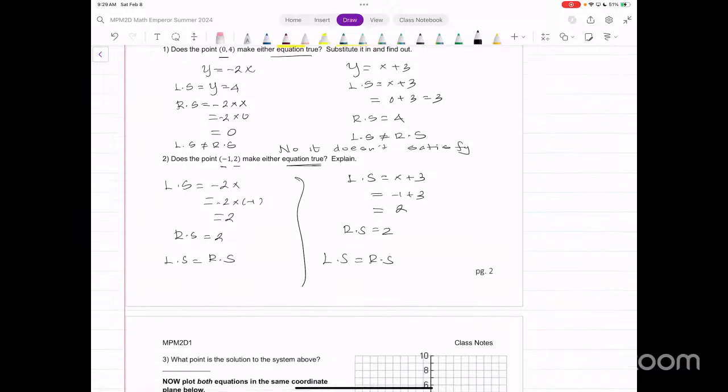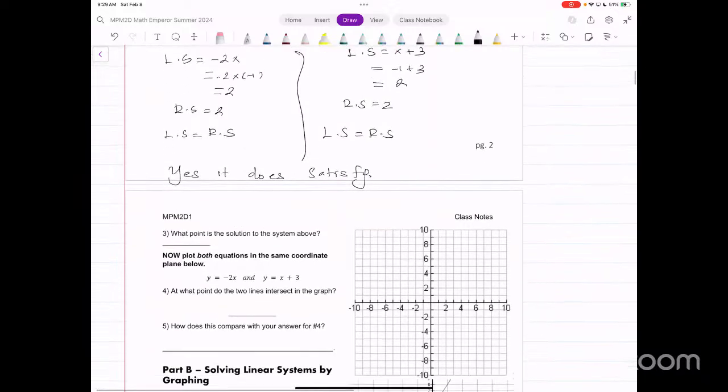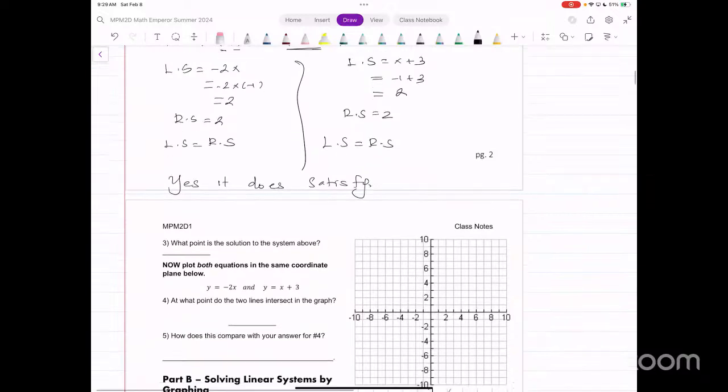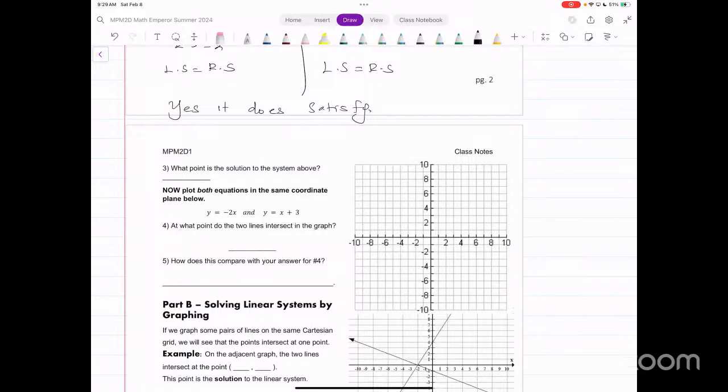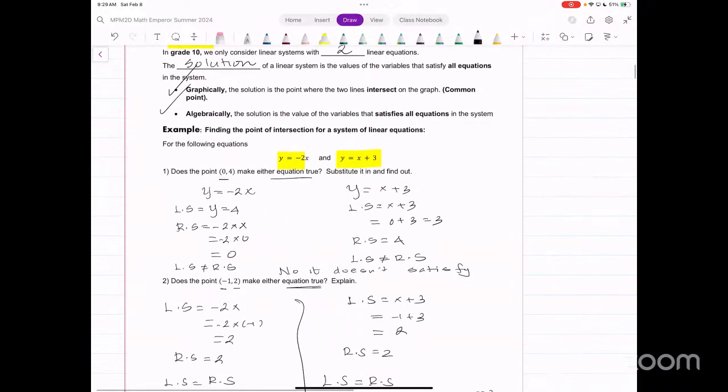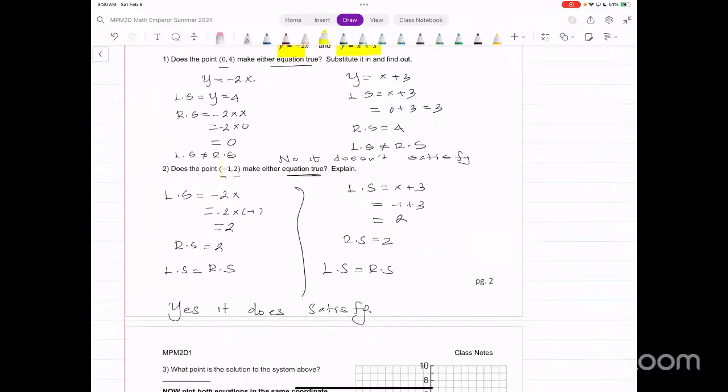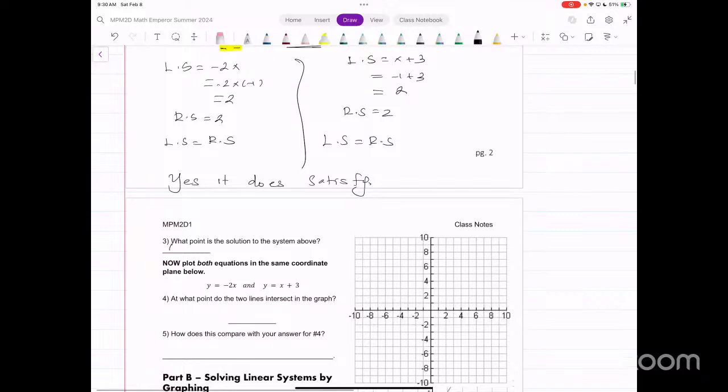So you can say, because, well, you don't need to write. The question is, does this satisfy? Yes, it does satisfy. Now, the next question is asking why the point of intersection is the solution to the system above. So the system above is this. This is the system. Y is equal to negative 2x and y is equal to x plus 3. We can clearly see it's the only point that makes that true, negative 1 comma 2, isn't it? So we can say the solution is negative 1 comma 2.